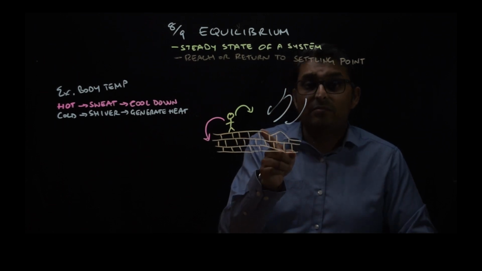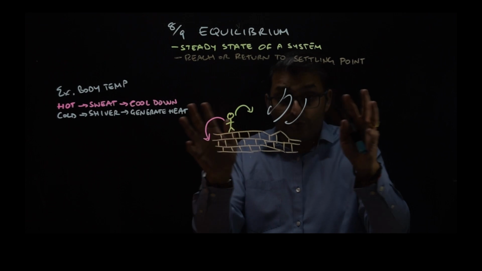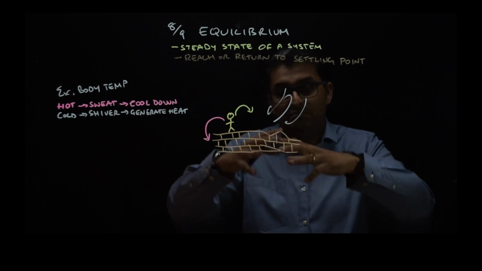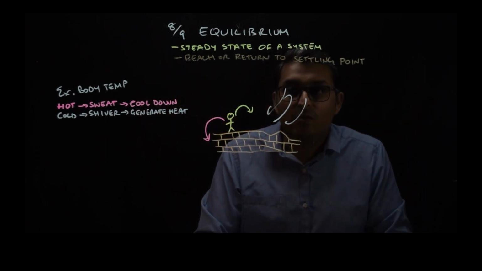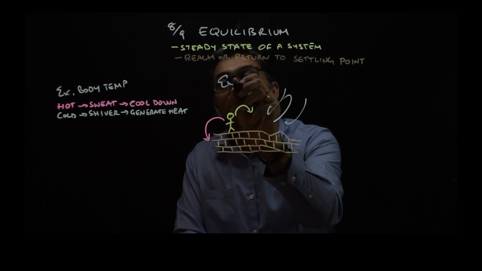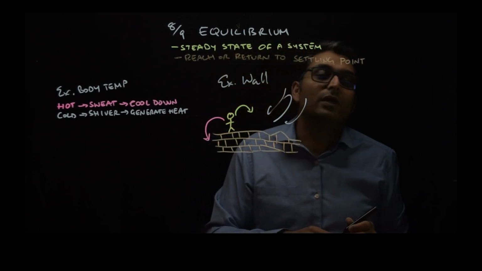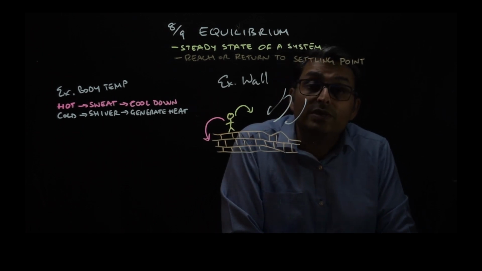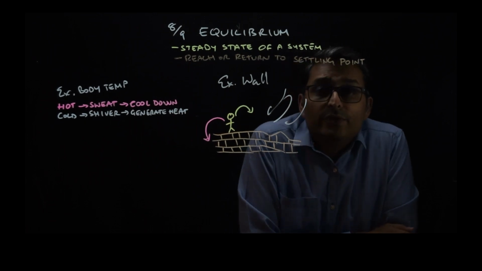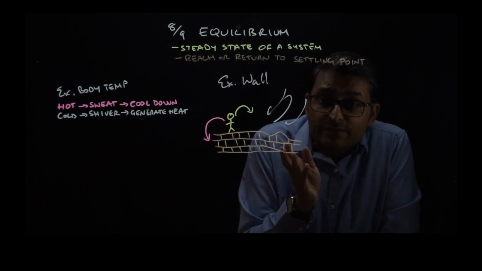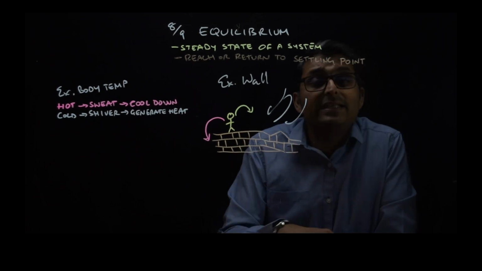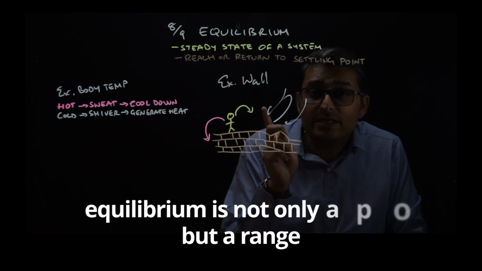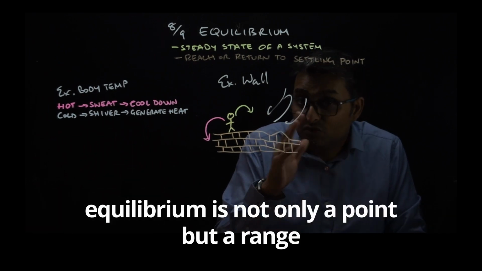I wanted to use this example as this is quite an easy system to visualize and understand what's happening. There are obviously many other examples that one can give. But this is a very easy one to visualize, and that's why I've chosen to use this. Understanding equilibrium and the nature of a system to achieve or return to a steady state is important. But what is also important is to understand that equilibrium is not only a point, but a range.